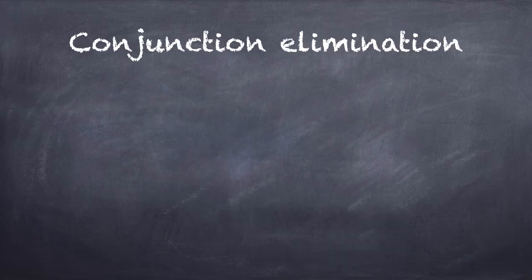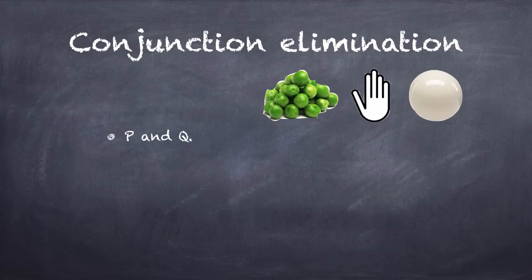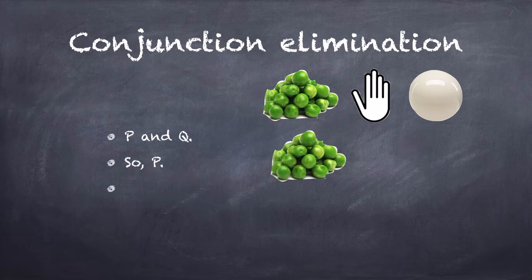Here's the form. We start with a conjunction. For our memory mansion image, we have our P's and Q ball and our hand. This represents P and Q in our memory mansion. Next, we simply infer P. We can also infer Q. Like I said, it's not nearly as complicated as it seems.